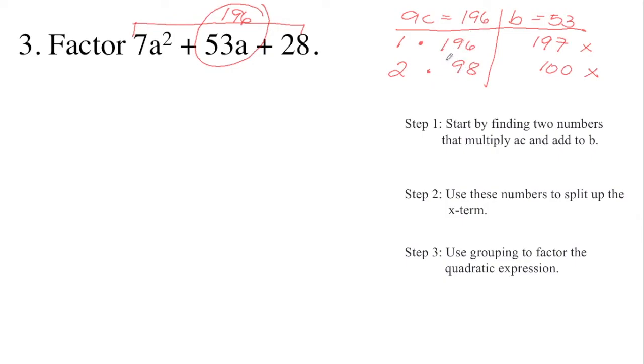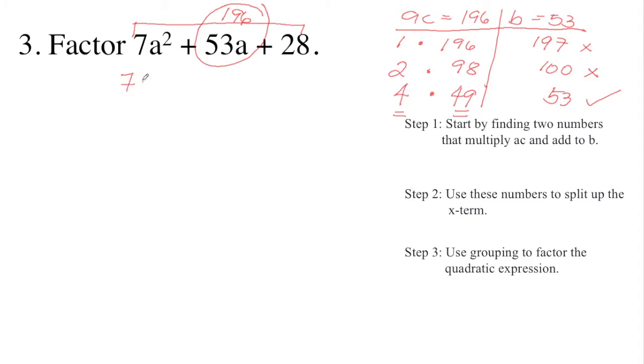Is 196 divisible by 3? No. How about by 4? Yes. So that is 4 times 49. If you add, this is equal to 53. And therefore, these two numbers that give us 196 and 53 are 4 and 49.